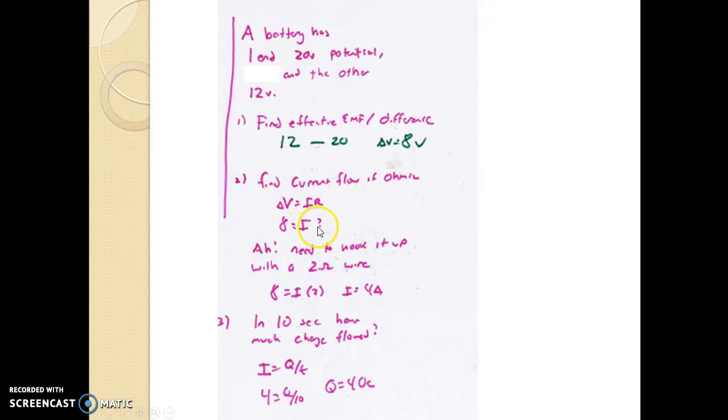Okay, V equals IR, but I don't know R, which makes sense. I had to hook this up to something. If I don't hook it up, then it's not going to flow. So I need to hook it up. Let's say I hook it up to a 2 ohm wire. I could find the current from V equals IR and get 4 amps. Obviously, if I change the resistance of the wire, this flow is going to change. And in 10 seconds, how much charge flowed? Well, I equals Q over T. Solve for Q, you get 40 coulombs.